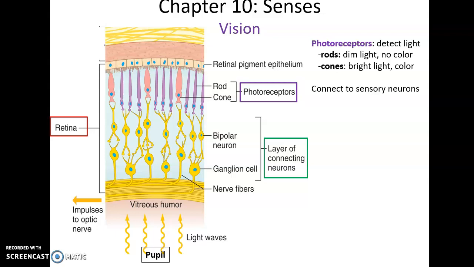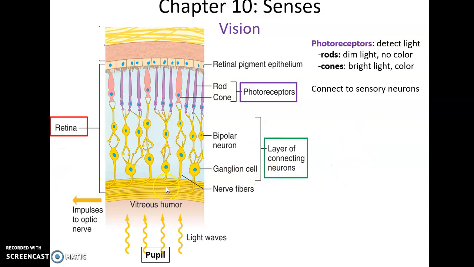The cones work best in bright light, and they do detect color. I think it's red, blue, and yellow. And so the cones are what allow us to see the different colors that we can see. And they, of course, are connected to sensory neurons that then eventually lead to the neurons that send the signal out of the eye.